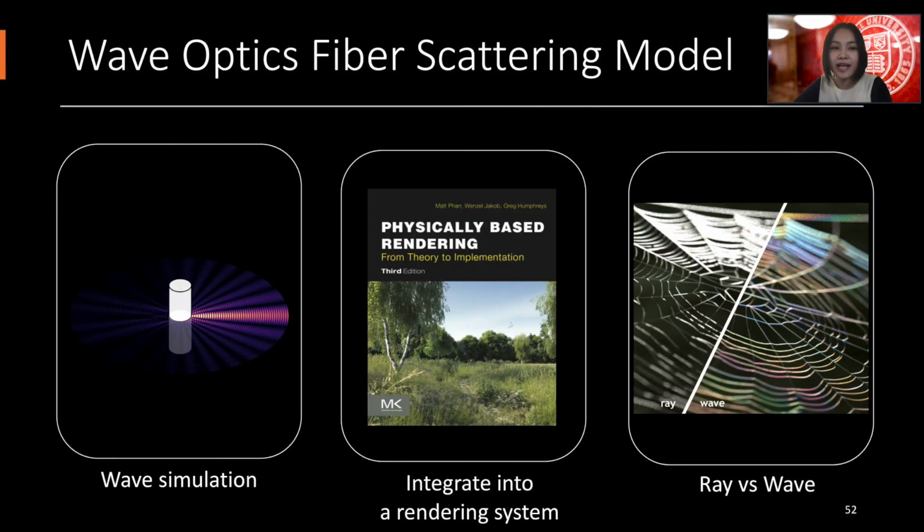In conclusion, we present the first wave optics-based fiber scattering model that comes from a full wave simulation. The ray and wave models produce similar appearance for complex fiber assemblies under some conditions, but the wave predictions include strong color effects due to diffraction and interference, softening of sharp features, and strong forward scattering that are not predicted by ray-based models.